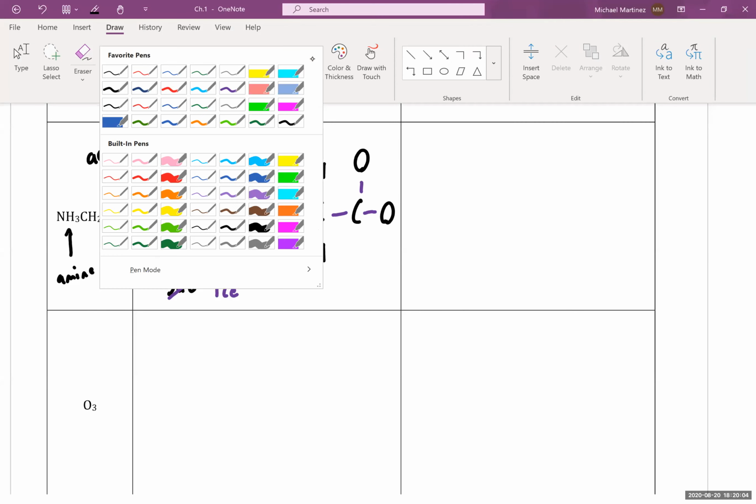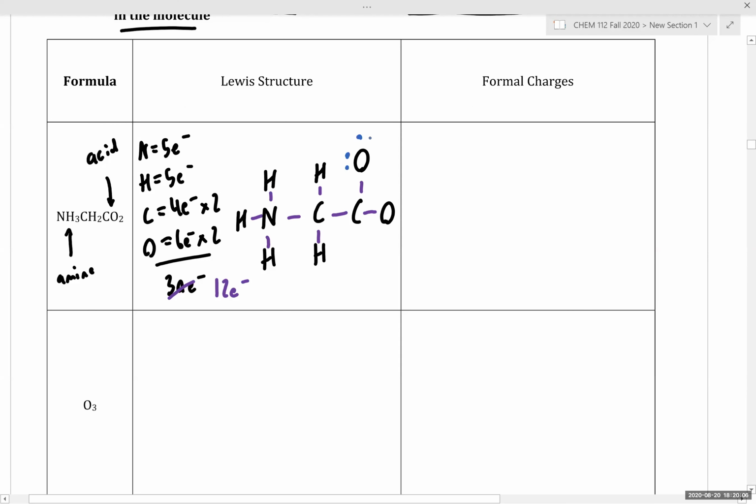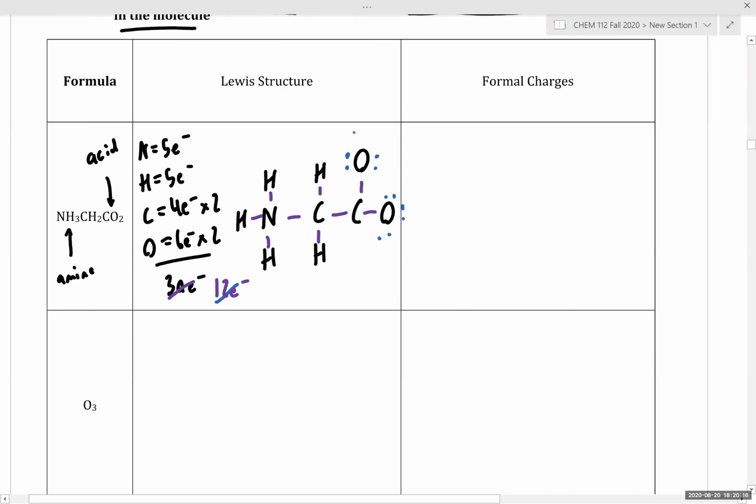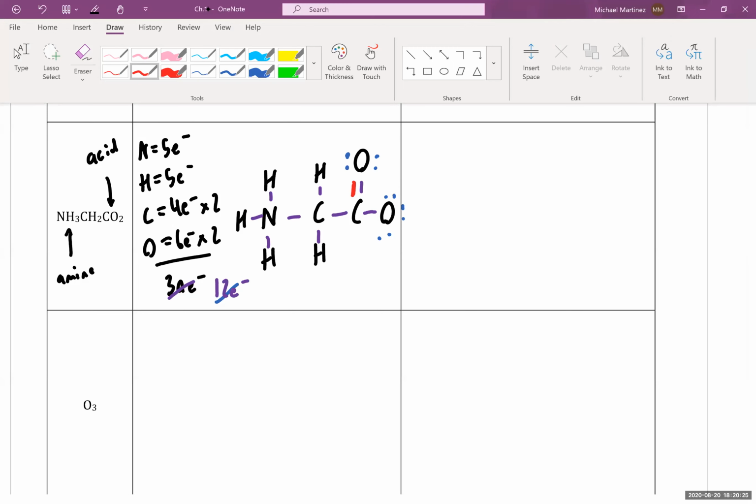Now what we're going to do is place our lone pairs on oxygen. We've used up all of our electrons, and to fulfill the octet of carbon, we're going to take one of our lone pairs on oxygen and move our lone pair down to form a double bond.